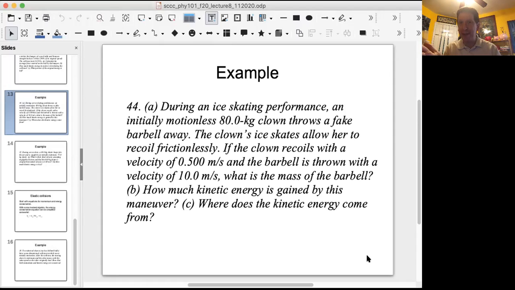And one of the consequences of Newton's third law is that the total momentum in the collision, or in this interaction, is conserved because there's no external force involved. So if the total initial momentum of the system is 0, the total final momentum of the system is also 0. And so the first thing we're asked is, if the clown recoils with a velocity of 0.500 meters per second, and the barbell is thrown with a velocity of 10.0 meters per second, what is the mass of the barbell?